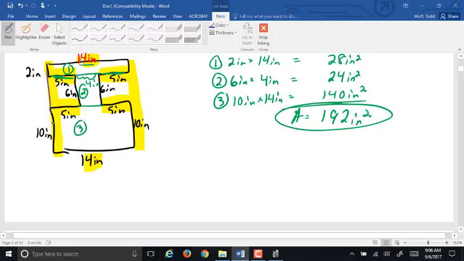Now, you could have done this one. You could have found the big rectangle. Add this up to get that that's 18 by 14. Then subtract out the two 5 by 6 rectangles. That would work.